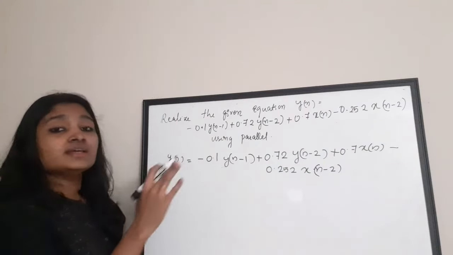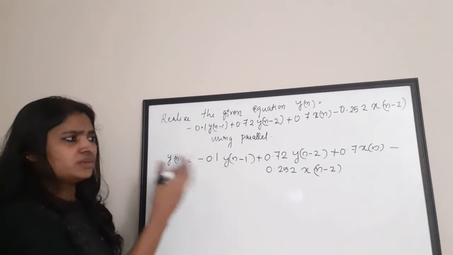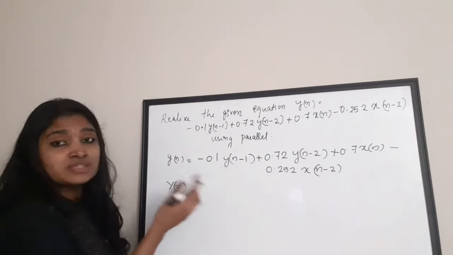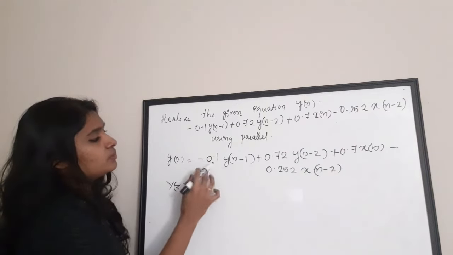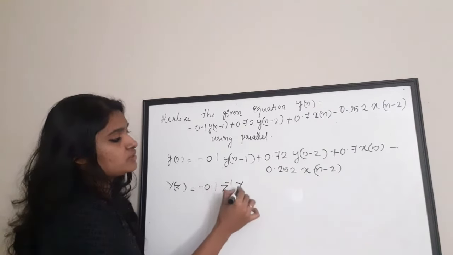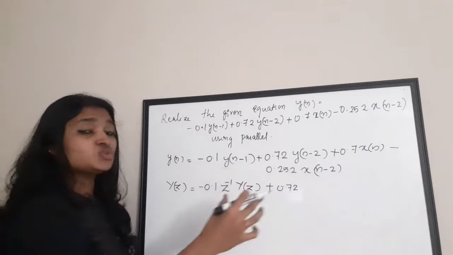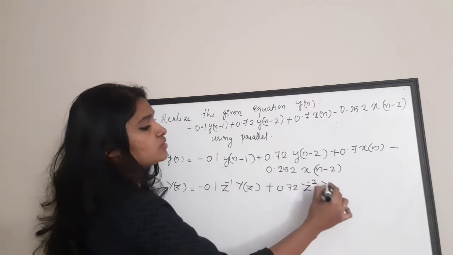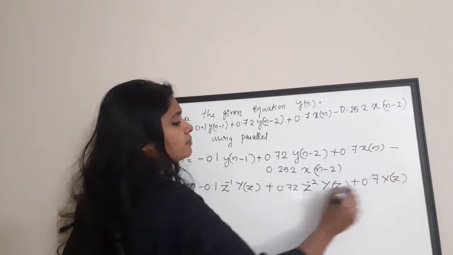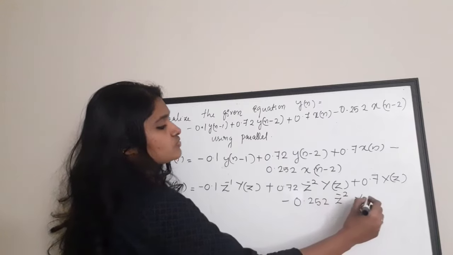Okay, now take the Z transform. I hope the Z transform is familiar to everyone, but I'm demonstrating it anyway. The Z transform of y of n is Y of z. I'm using capital letters, which is the general way. Minus 0.1 y of n minus 1 has Z transform z raised to minus 1 Y of z, plus 0.72 y of n minus 2 has Z transform z raised to minus 2 Y of z, plus 0.7 X of z, minus 0.252 z raised to minus 2 X of z.